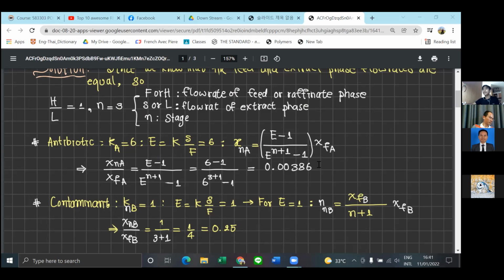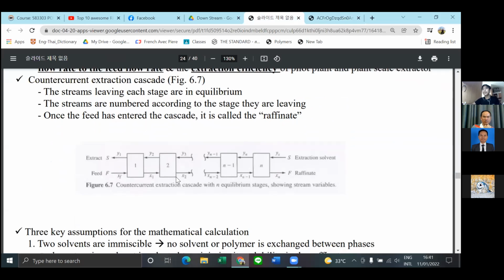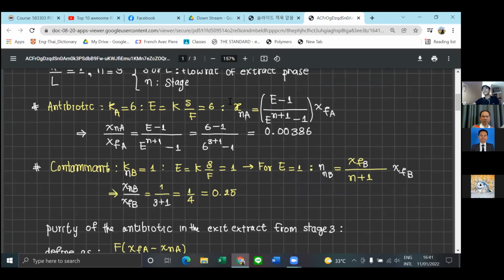And this one is the formula for the feed. It is denoted as feed F and raffinate. So it says n times or something, but we do only 3 times, and so we divide. We can say divide by FA. So it's going to be only this, and we know E already, so we substitute, and we got this value.